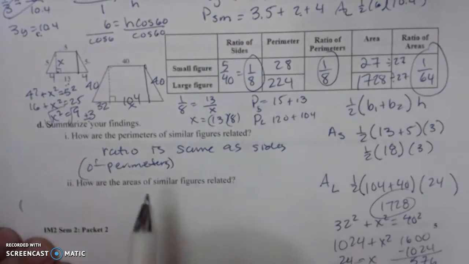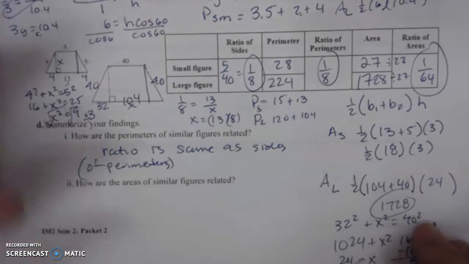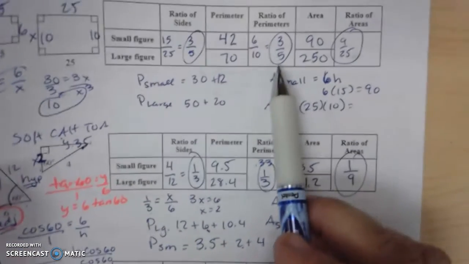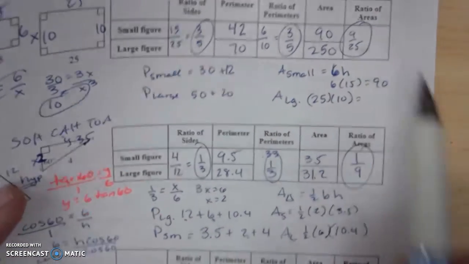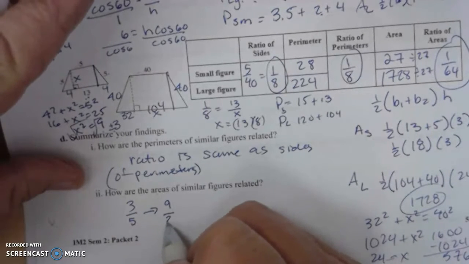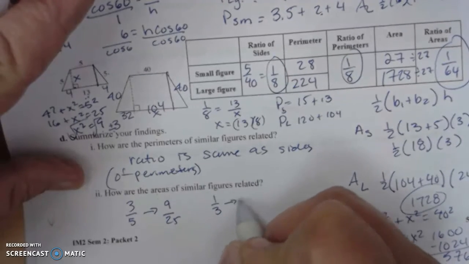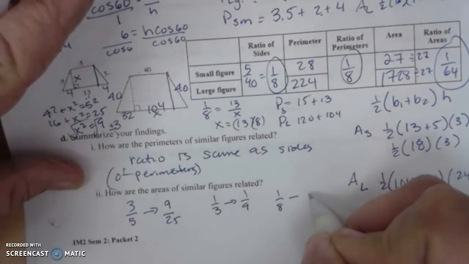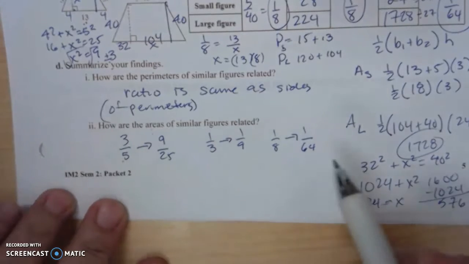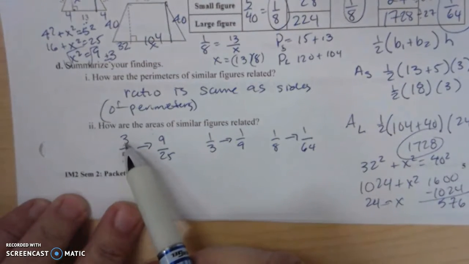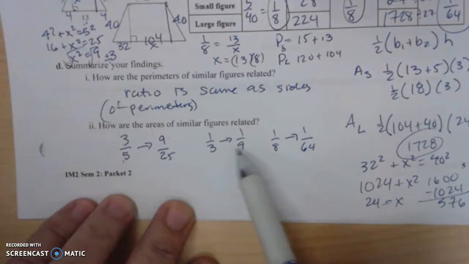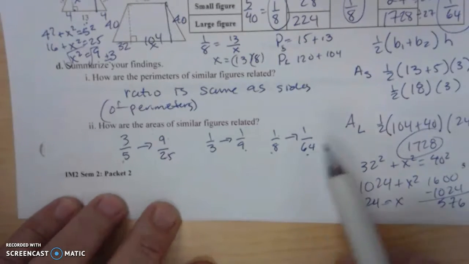But how are the areas of similar figures related? Let's look at this. See if you can see any relationship going from 3/5 to 9/25, from 1/3 to 1/9, and from 1/8 to 1/64. Well, if I square this, 3 squared is 9, 5 squared is 25. 1 squared is 1, 3 squared is 9, 8 squared is 64.